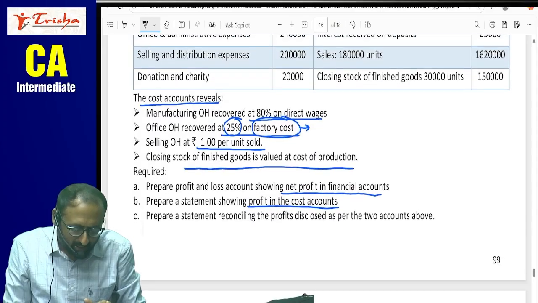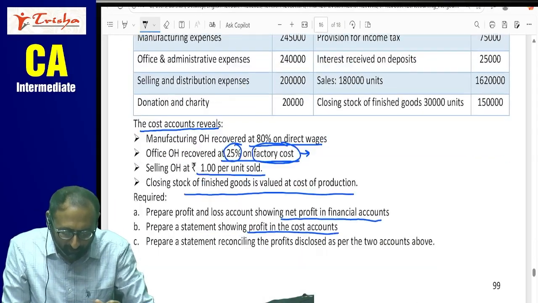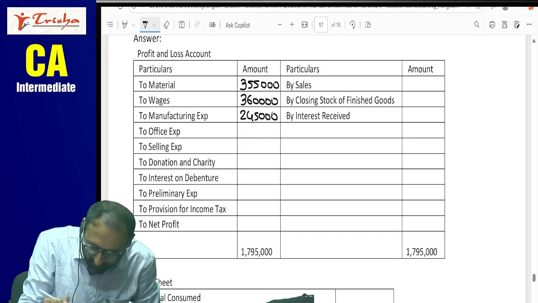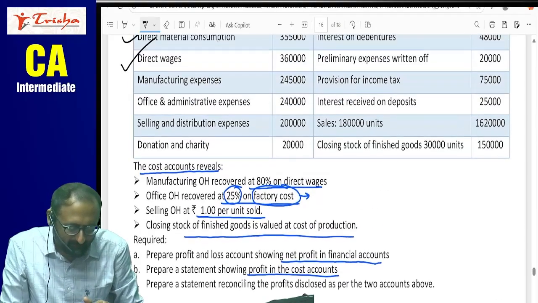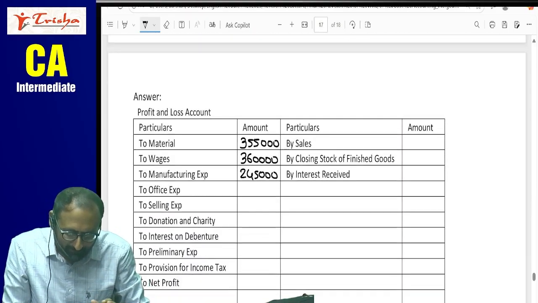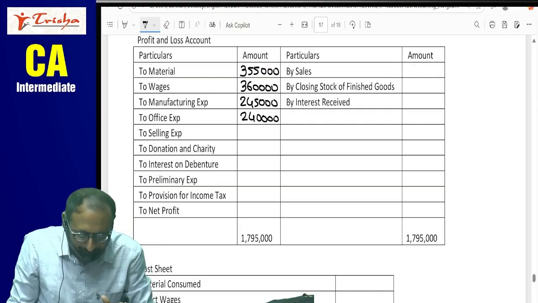Next one. After the wages, next item is given, manufacturing expenses 2,45,000. 2,45,000 is your manufacturing expenses, manufacturing overhead. Office and administration expenses are 2,40,000. Office expenses are 2,40,000. I'll write over there.